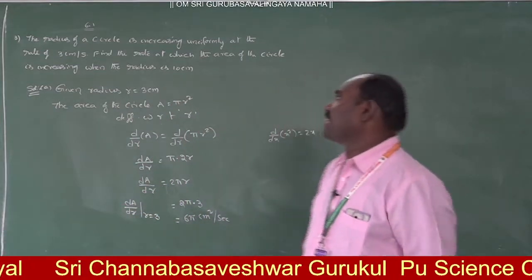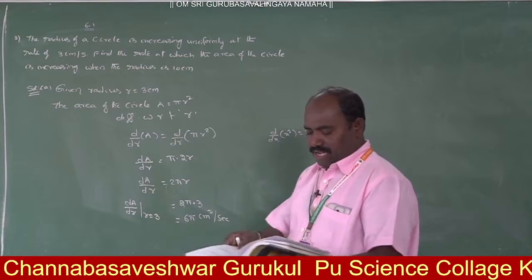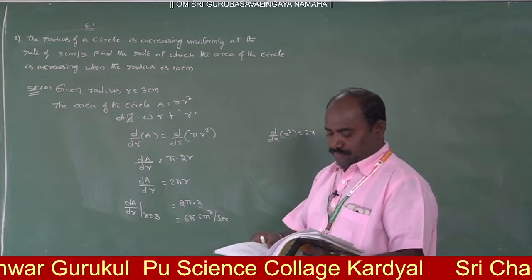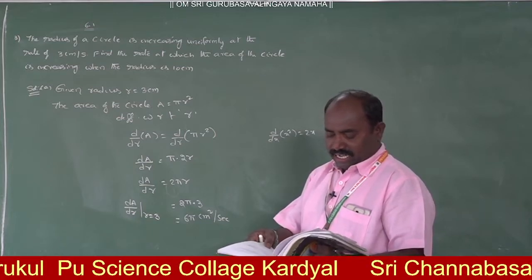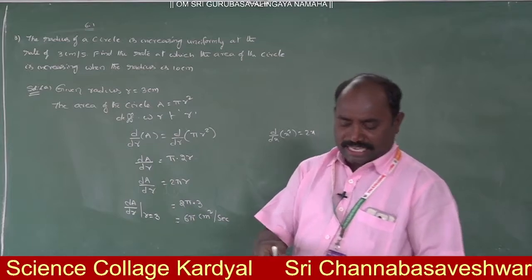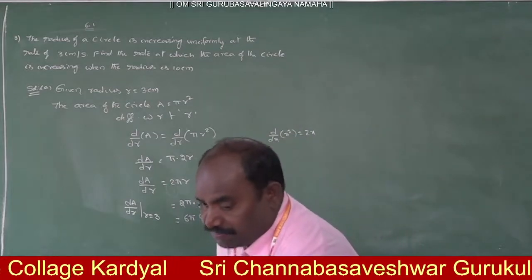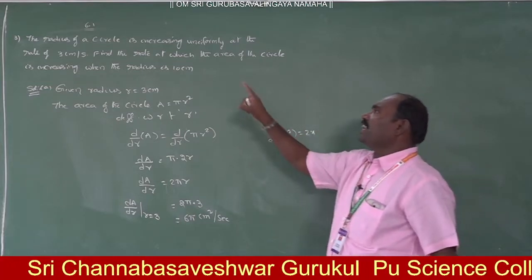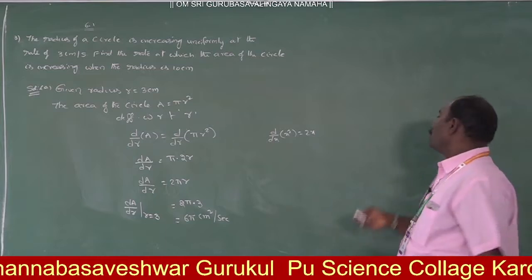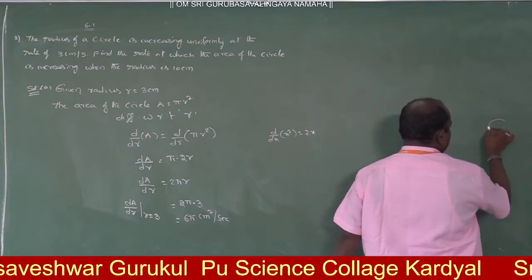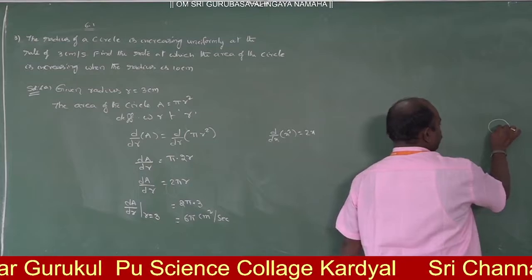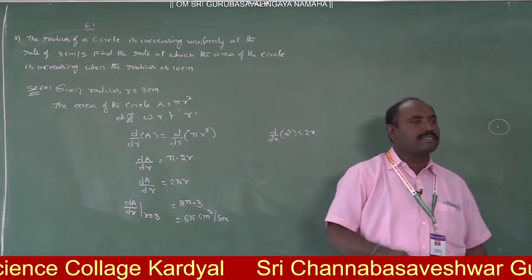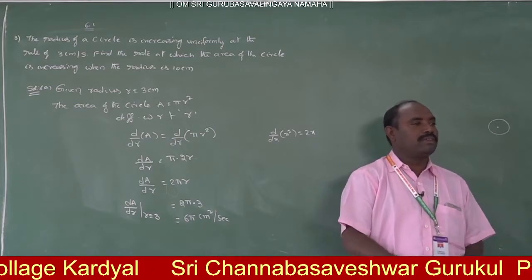The radius of the circle is increasing uniformly at the rate of 3 centimeters per second. Find the rate at which the area of the circle is increasing when the radius is 10. First, listen, the radius of the circle. So, this is the circle. Or the radius is some value. This radius is increasing uniformly. Uniformly, what is the meaning of uniformly?